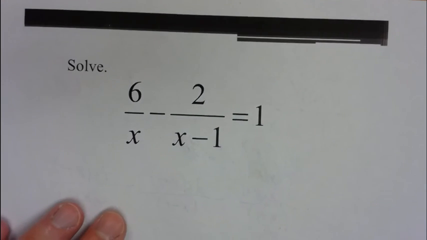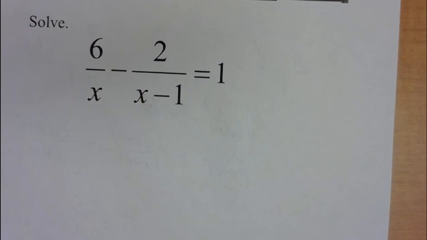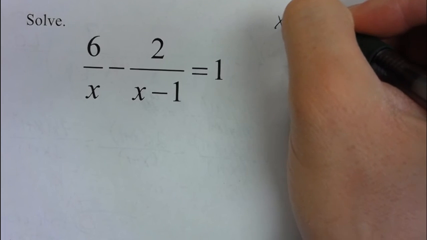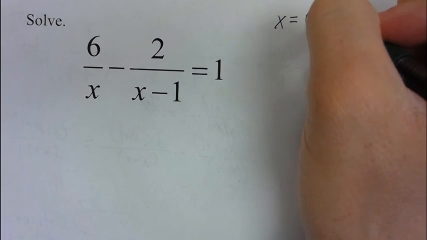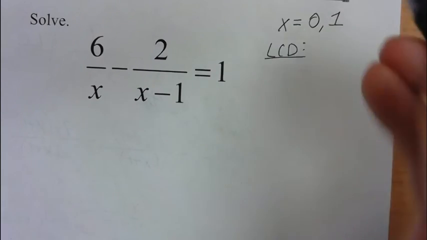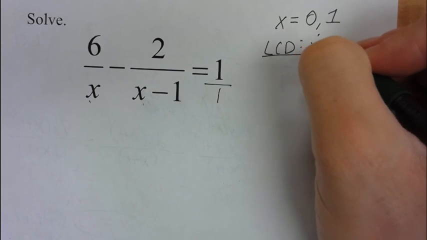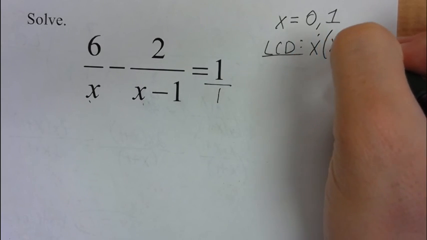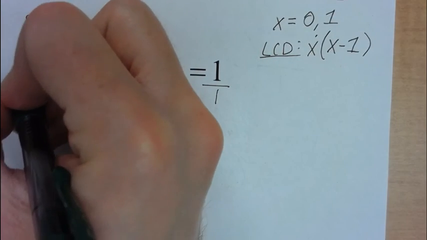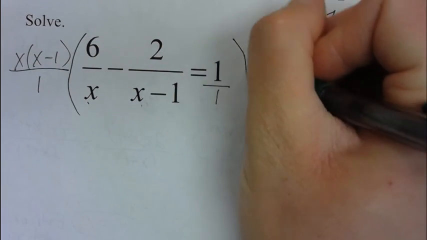So kind of similar to what we just did, we're basically going to be looking for the numbers we have to exclude first. So we are excluding 0 and positive 1. And our lowest common denominator would be x and x minus 1 together. So we have that, and then we're just going to multiply everything by that common denominator, like so.